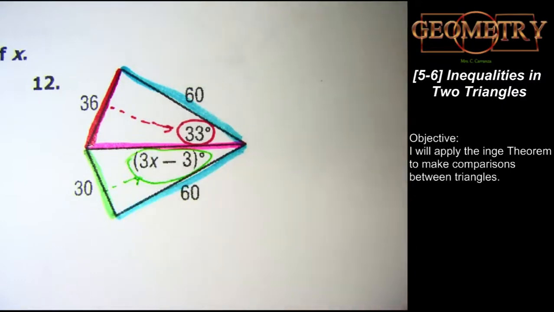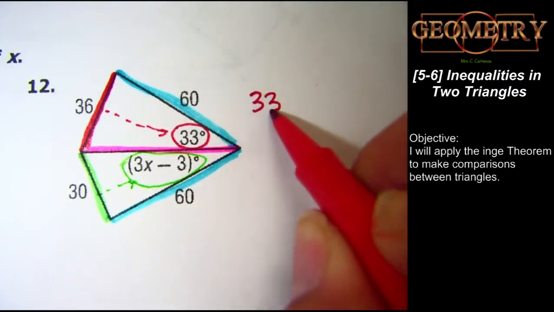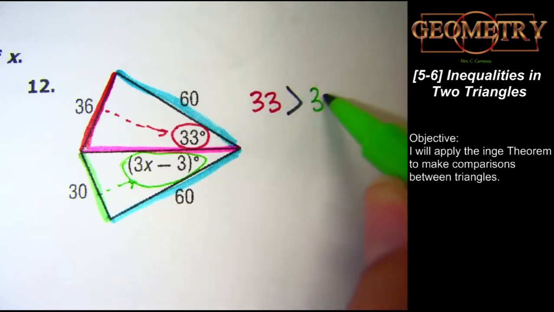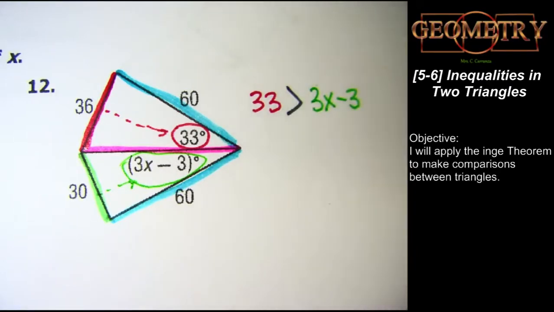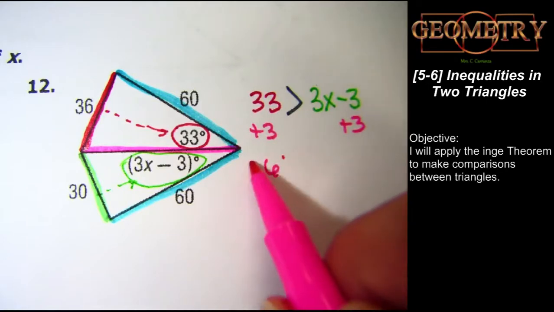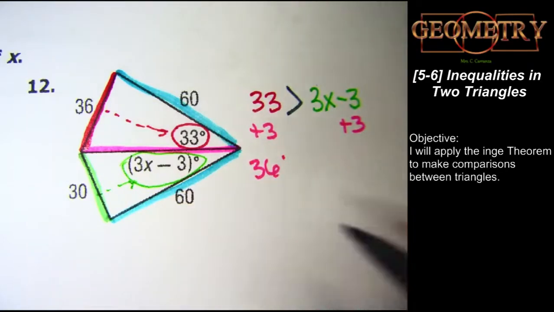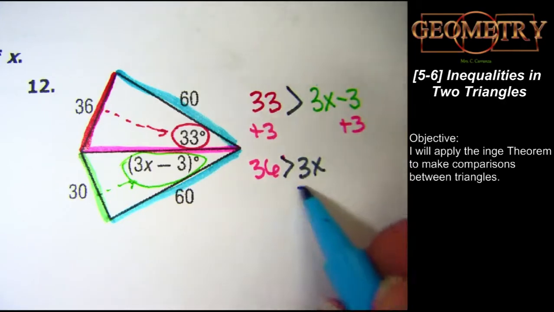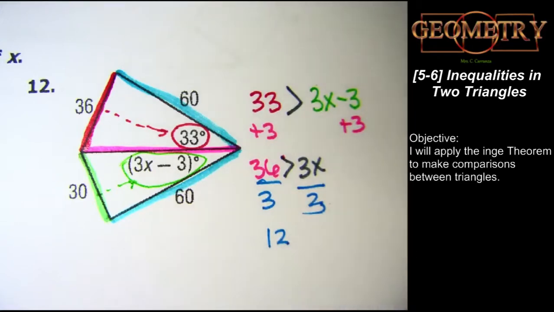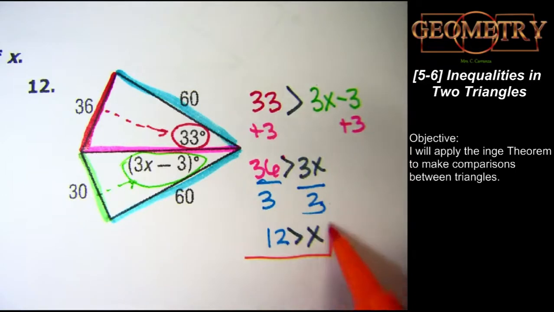So my inequality statement is 33 is greater than 3x minus 3. And now I can solve this for x. Shout it out as soon as you get a response. 12? Okay. I agree with you. X needs to be less than 12.